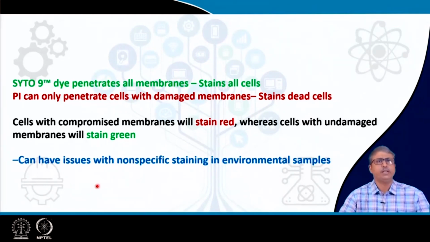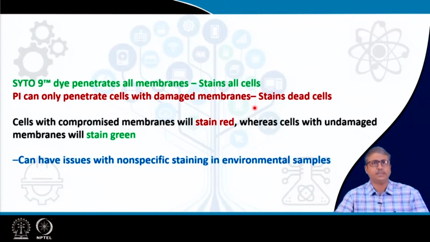However, propidium iodide can only penetrate cells with damaged membranes. That means cells which are potentially or actually dead or damaged. So, they stain the dead cells, because dead cells here mean cells which are dead but still partly intact, because totally decomposed cells are not counted. It is only the cell which is visible as a cell.